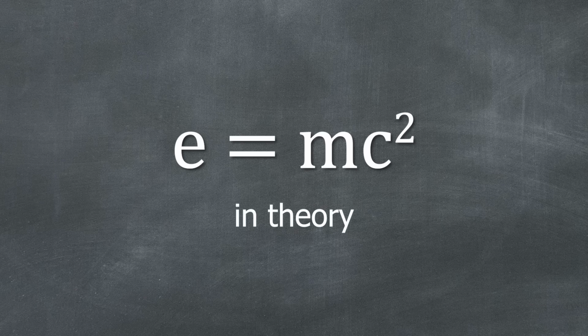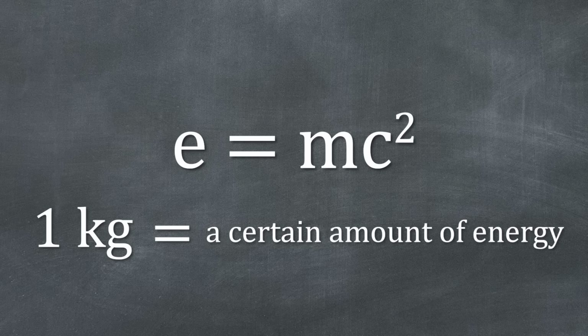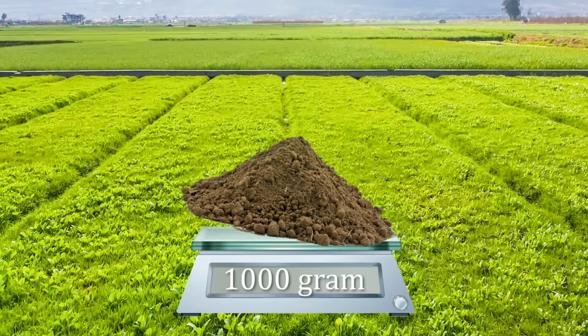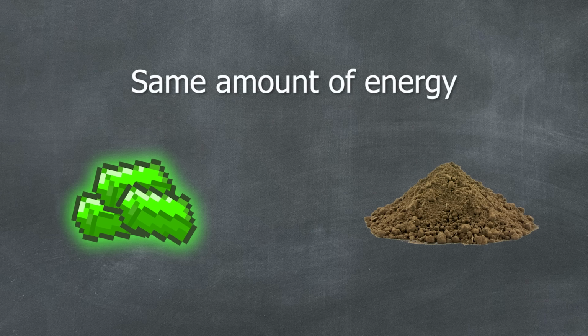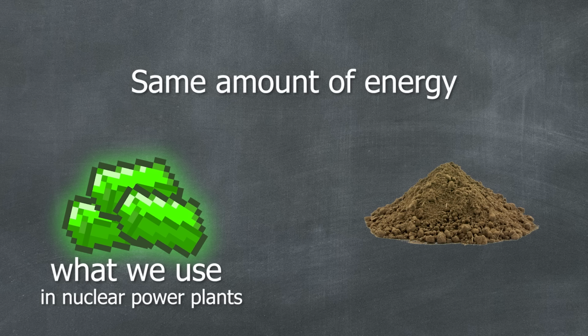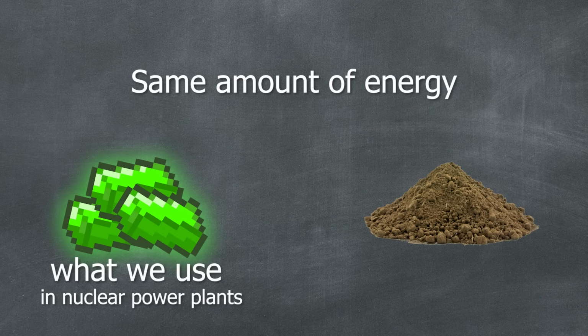This means that, in theory, 1 kilogram will always be equal to an amount of energy, regardless of where that mass comes from. This means that 1 kilogram of dirt and 1 kilogram of enriched uranium is equal to, on paper, the exact same amount of energy. The only reason why enriched uranium is what we're using to power our light bulbs is because it has certain properties that makes it easier to do so, but that's it. That is, in this context, the only thing that separates the two.